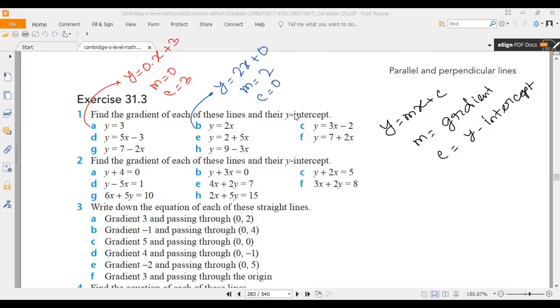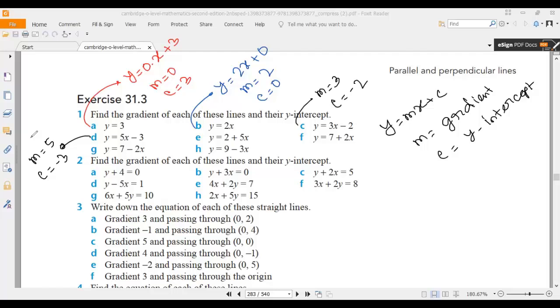Now, number C, y equal to 3x minus 2. So what will be the value of m? If I want to compare this equation to y equal to mx plus c, m should be 3 and c should be negative 2. Number D, y equal to 5x minus 3. The gradient m will be 5 and y-intercept c equal to minus 3.